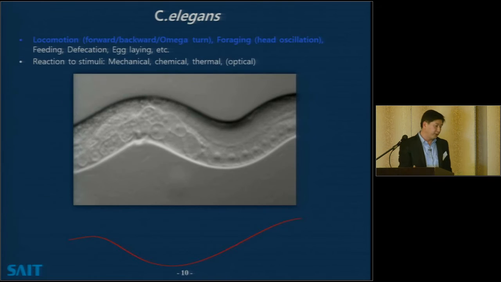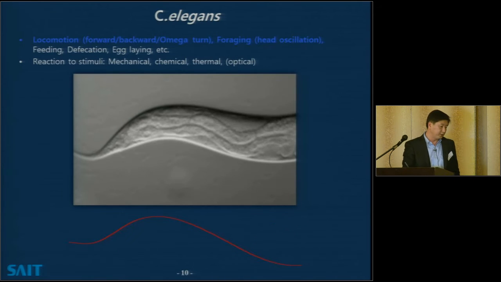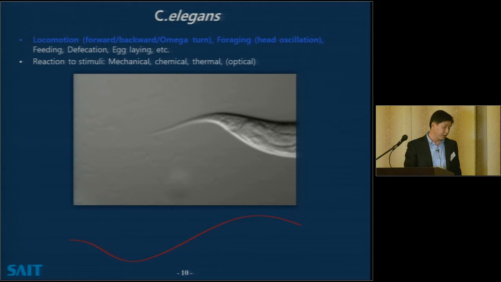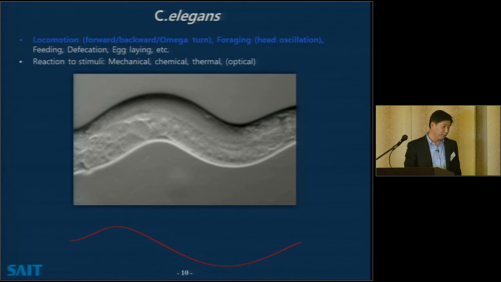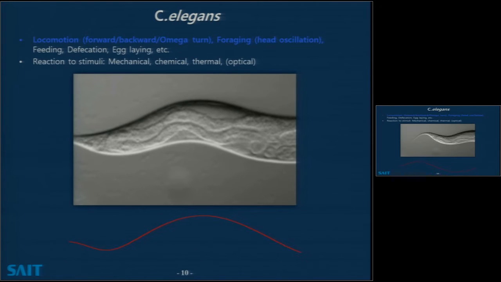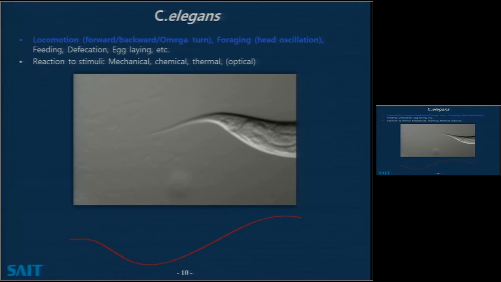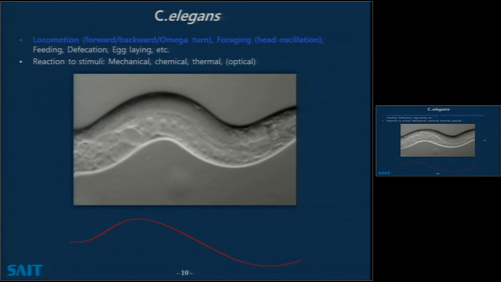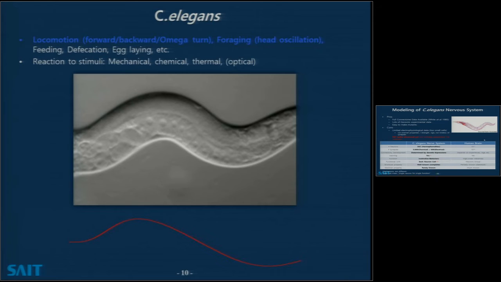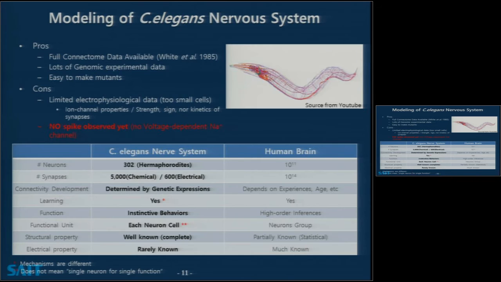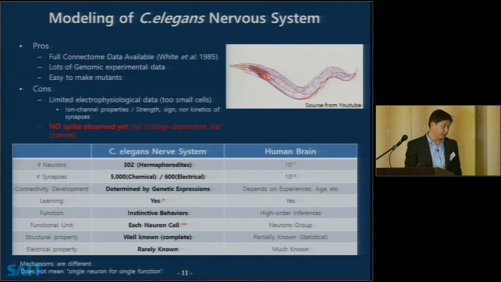So I think you well know about the C. elegans. The C. elegans is a very small animal, but it can locomote forward, backward, and it can do an omega turn, and its head oscillation can happen. And this is quite small, just 1 millimeter. But one of the best things of this animal is that we know the full connectome data, and we already have lots of genetic experimental data.